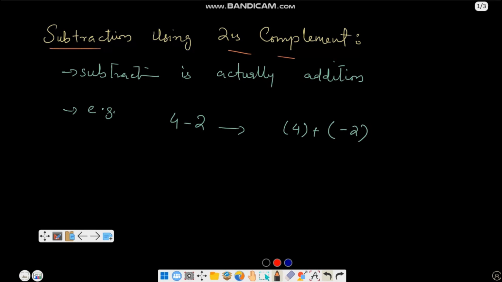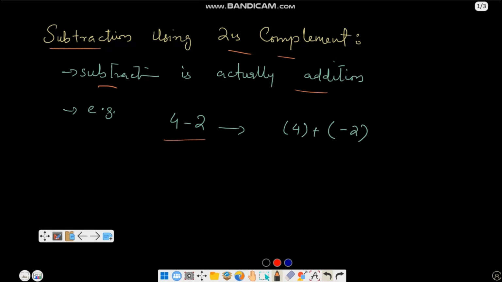So the funny thing is that a computer never performs subtraction. The computer actually performs addition always. Even if the user wants to subtract something, the computer still performs addition in the background. How does it happen? For example, a user creates an instruction like this. Let's say the user wants to subtract 2 from 4, 4 minus 2.